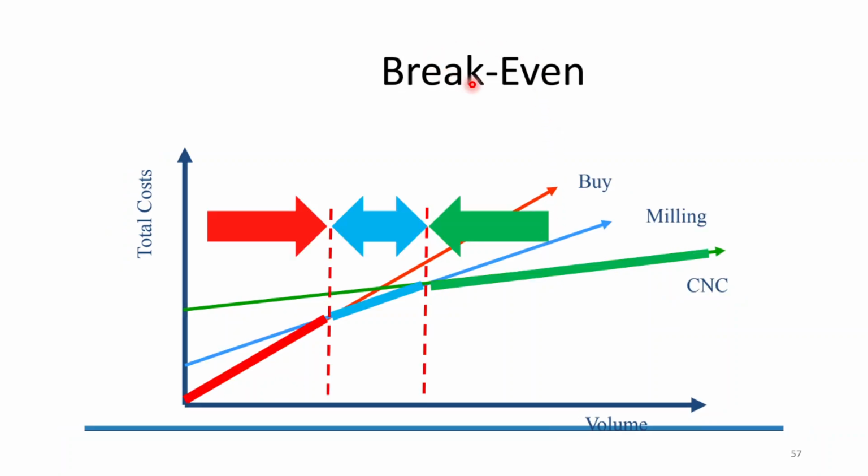Now break-even for the three processes. You are either buying, using milling, or using CNC. Now there are crossover points you will be finding. Based on those, there are three ranges. In this range, purchasing will be cheaper. In this range, milling will be cheaper, and after that CNC becomes cheaper.